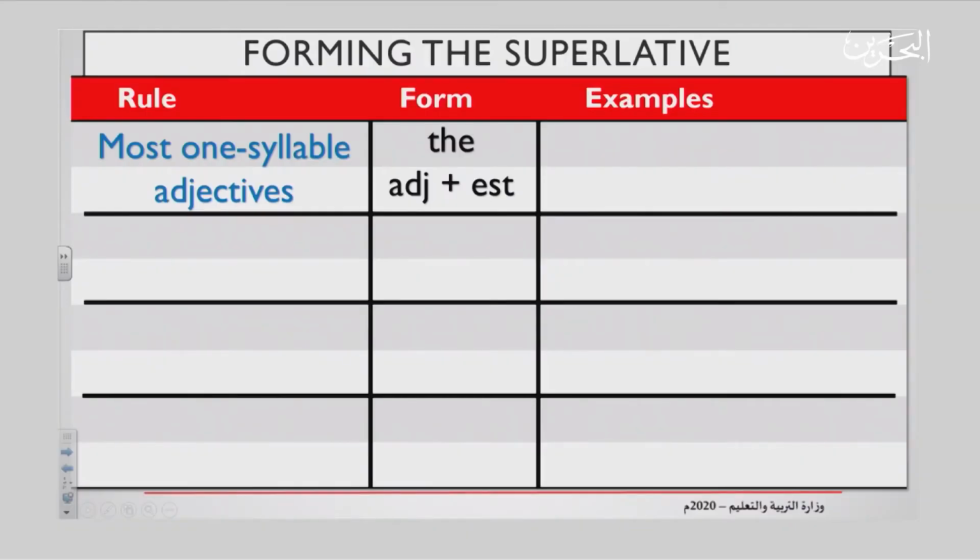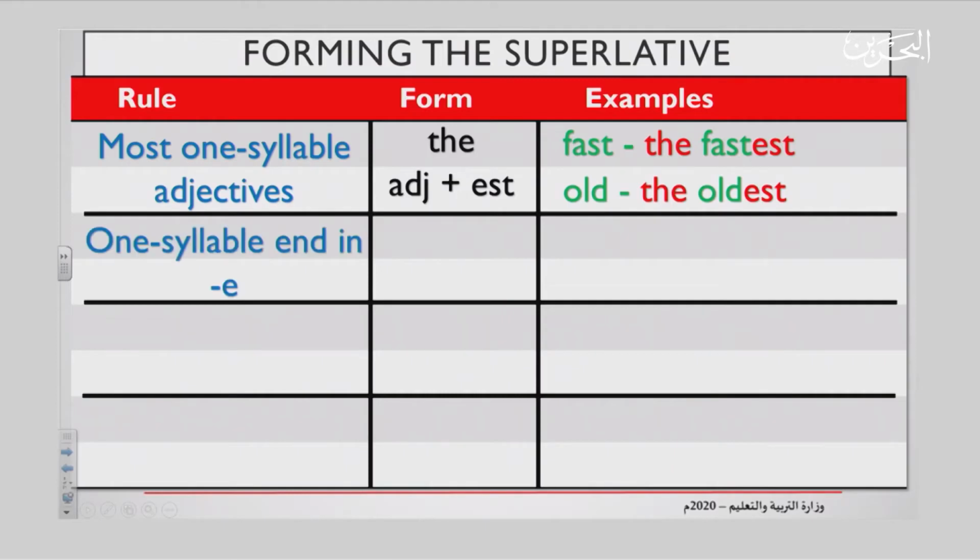So what is a one-syllable adjective? For example, fast. Fast is a one-syllable adjective. So you add the, then you write the adjective, which is fast, and then est, the fastest. Just like that, old, the oldest.